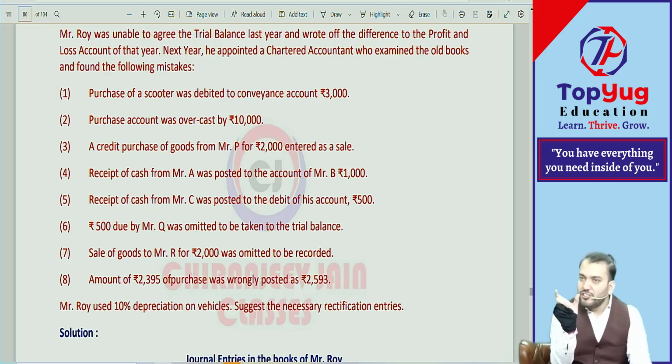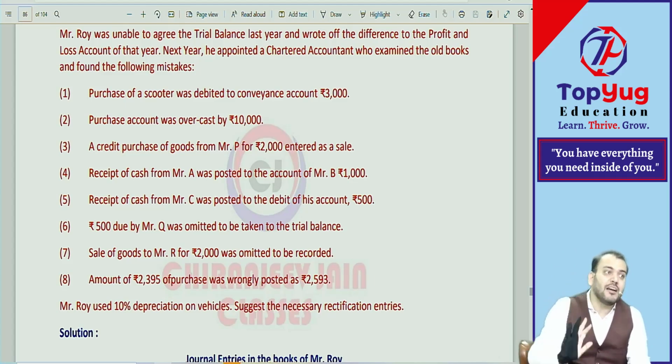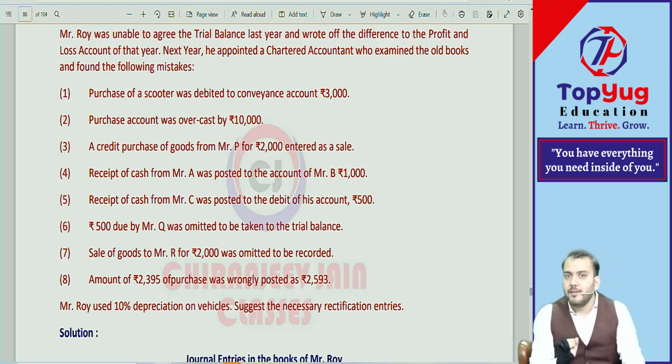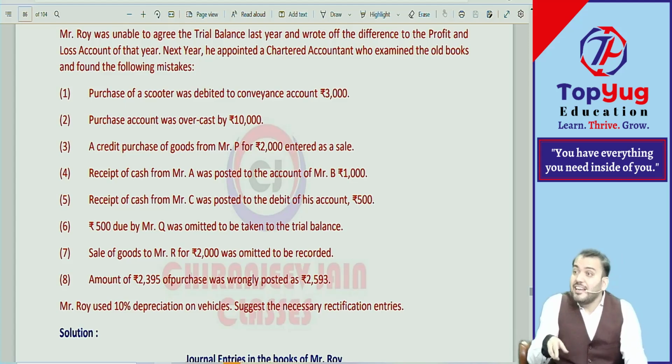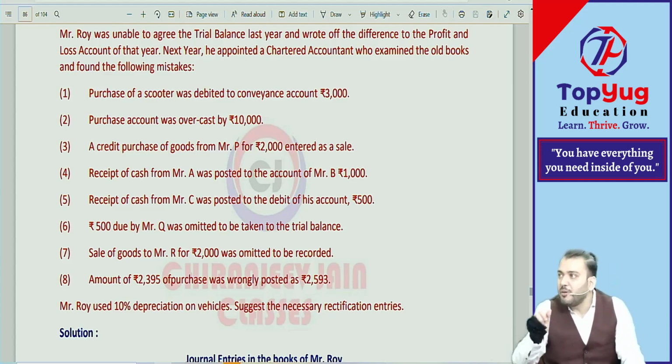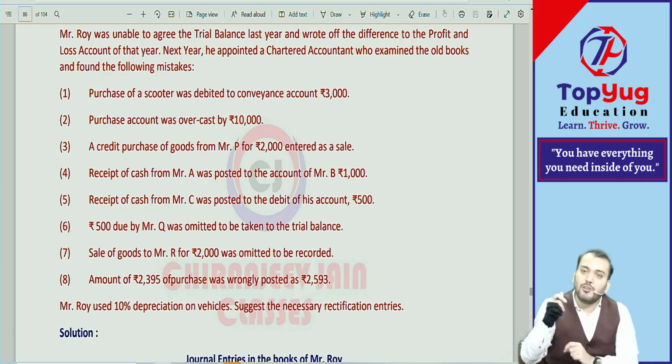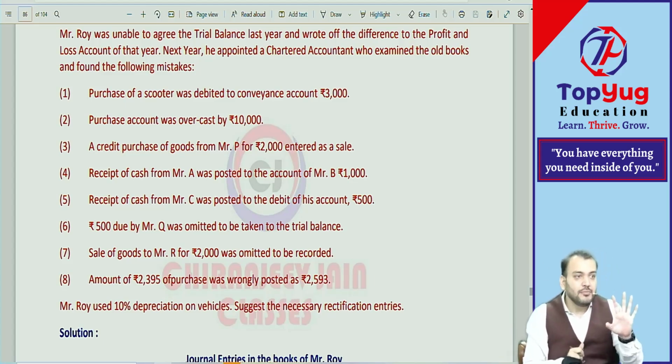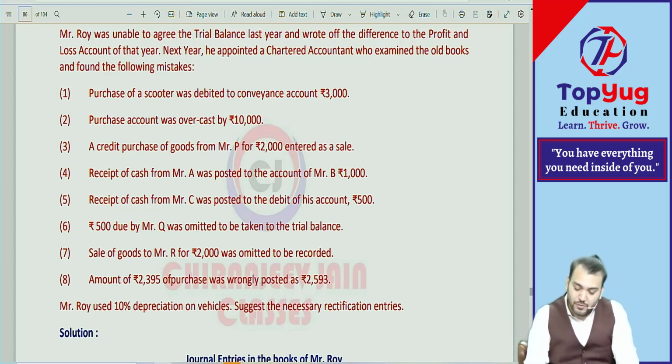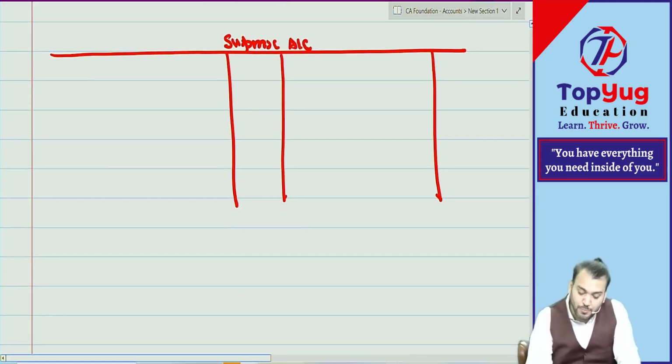Whatever difference was coming, debit or credit, they transferred to the PL account, which is not correct, because they were not able to agree the trial balance but still needed to prepare the final account. So that difference was transferred to the PL account, and from the PL account to the capital account. That was not correct, so we need to correct it. We'll prepare the suspense account without any opening balance.